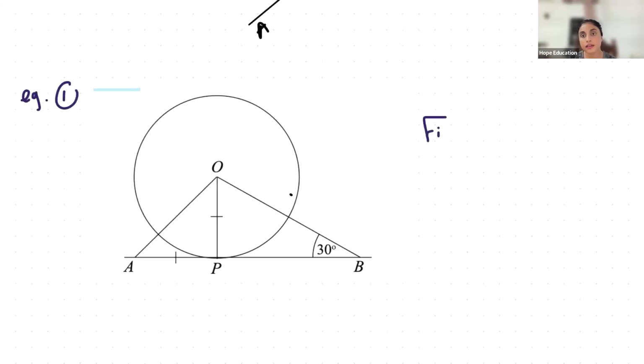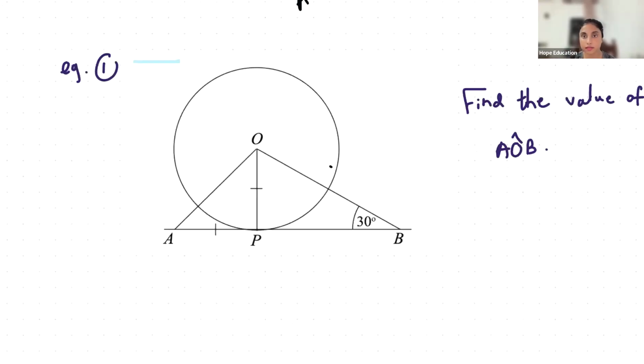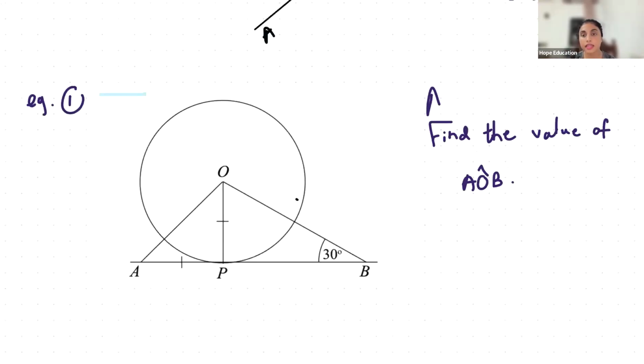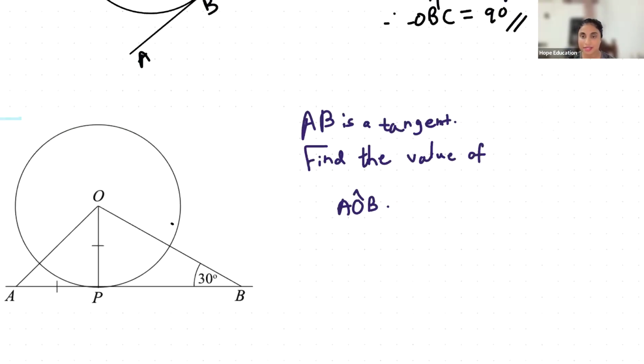Find the value of AOP. Okay. මුලින්ම AB is a tangent. So AB is a tangent කියලා දීලා තියෙනවා. AB is a tangent. එහෙම කියලා තිබුණ නැත්නම් ඔයාලා දන්නේ නැහැනේ. So AB is a tangent. The moment they say AB is a tangent and O is the center. There's more information.